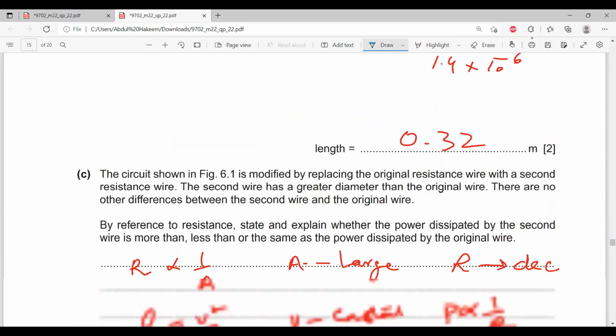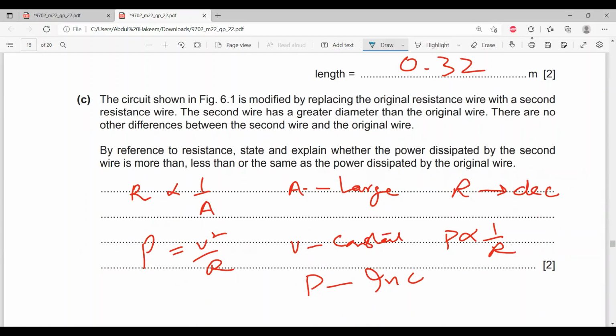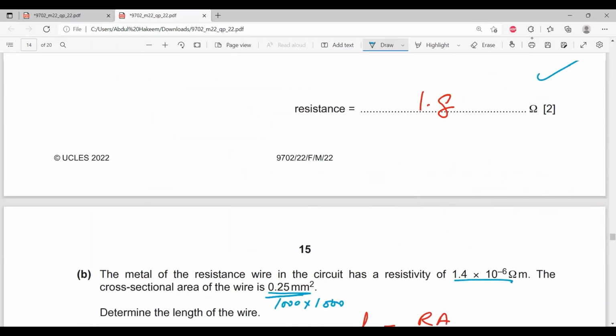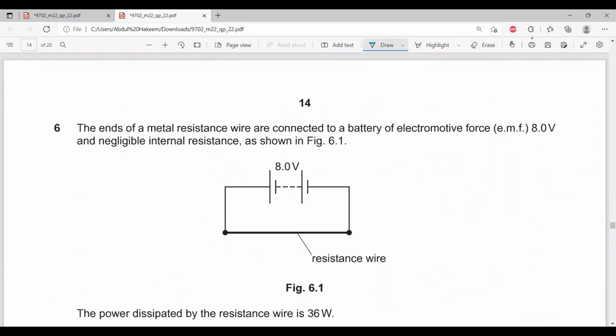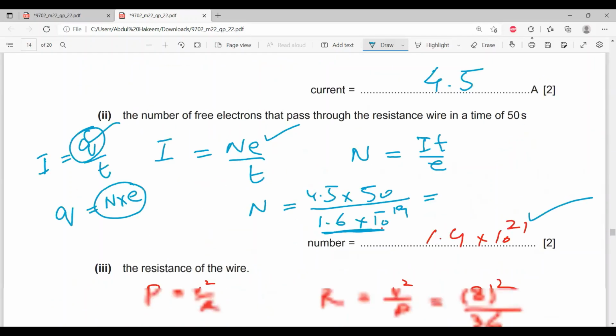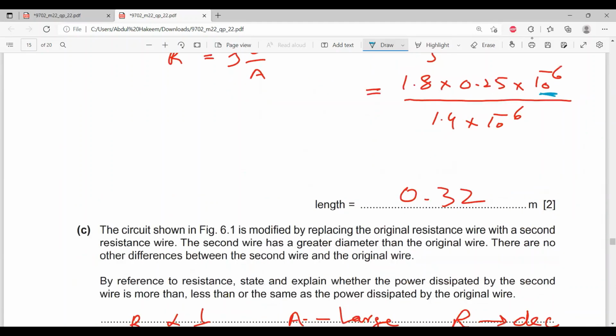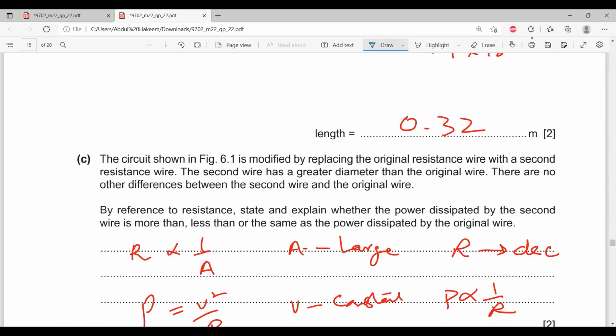Next, the circuit shown in figure 6.1. Okay, look at the circuit. Very simple circuit. It is modified by replacing the original resistance wire with a second resistance wire. The second wire has a greater diameter than the original. There is no other difference between the second wire and the original wire. So, second wire greater diameter.